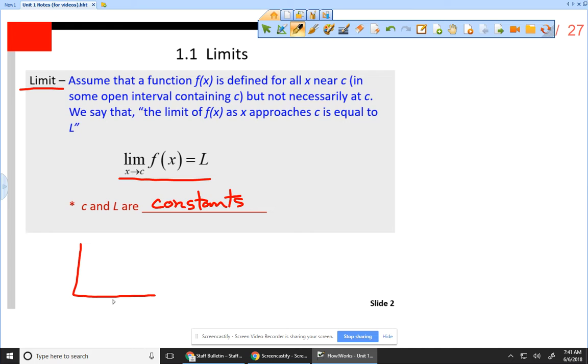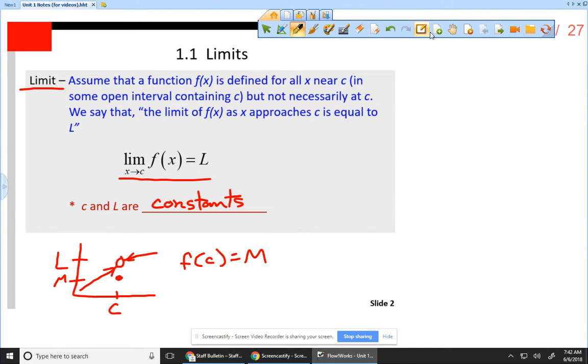Well, let's take a graph here. Let's say we have an x value of c and a y value of L. We have a graph, let's say, that looks like this. So as we are moving along the curve here, we are approaching a y value of L as we come from both sides here. It is also important to note that let's say we have a point here at (c, m). So f of c is equal to m. If that is true, that doesn't change the fact that the limit as x approaches c of f of x is equal to L.